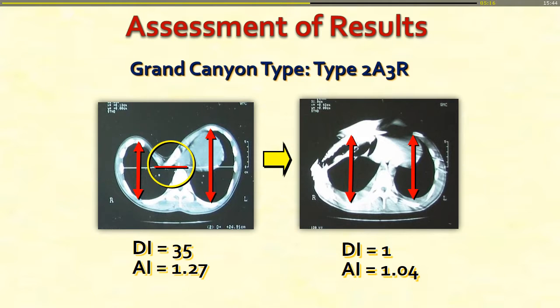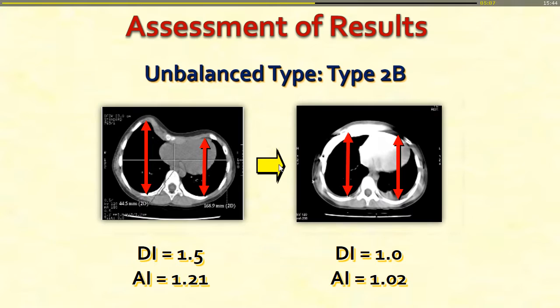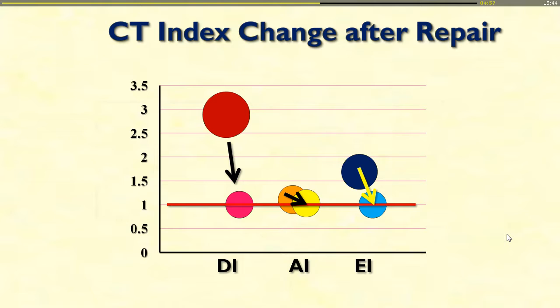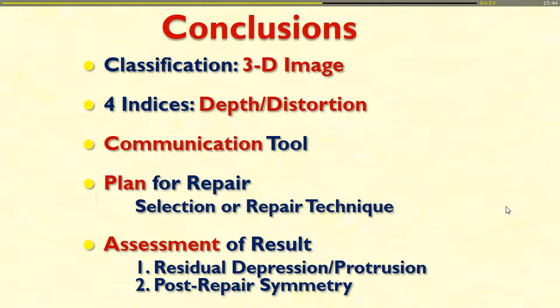And we can use it for the assessment of results. This is the pre-op, and we can assess the result of the repair. And this very unbalanced type can be repaired this way, and we can measure the differential index, AI or something. All indexes are approaching 0 after repair.